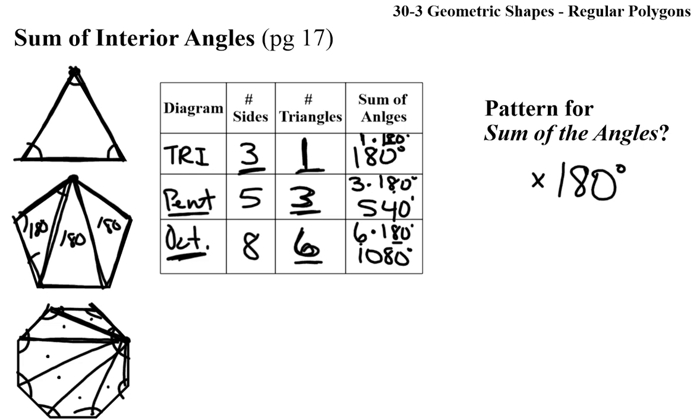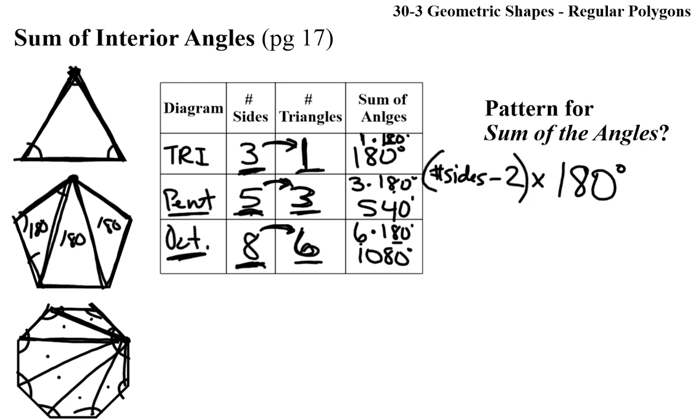3 sides in a triangle makes 1 triangle. 5 sides in a pentagon makes 3 triangles. 8 sides in an octagon makes 6 triangles. So we want to take the number of sides, 3, 5, and 8, but what did I do every time to get the number of triangles? We subtracted 2. So there's the pattern that's occurring.